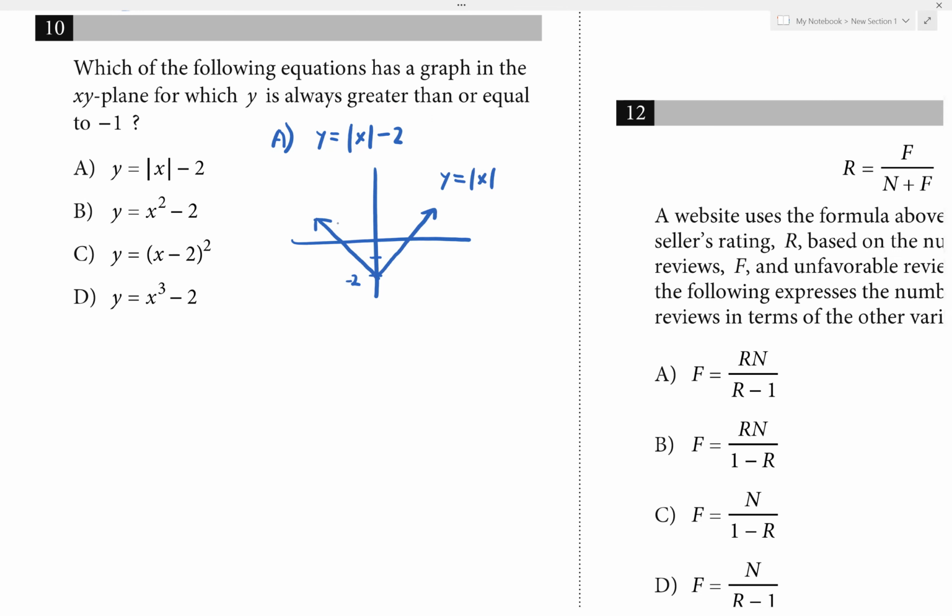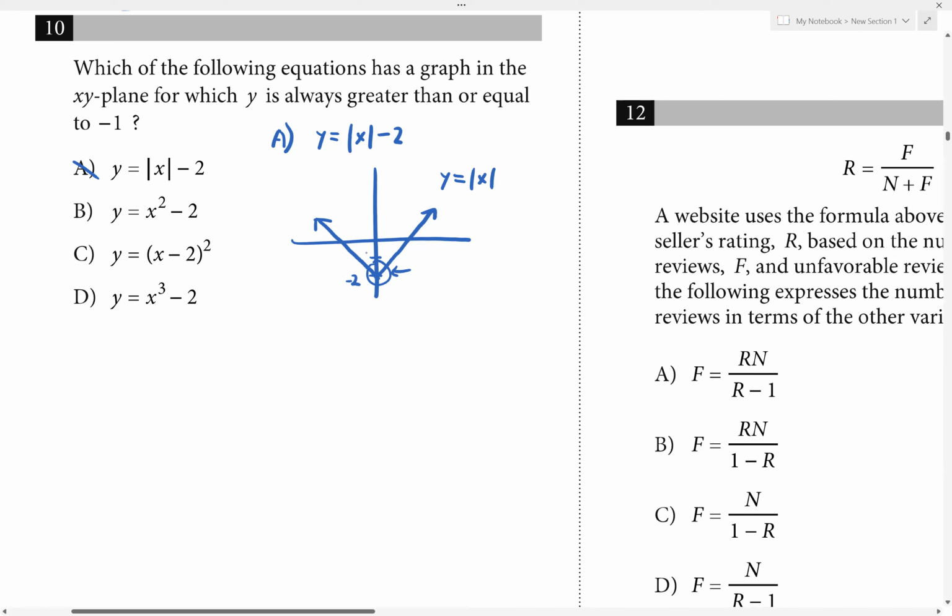And then we want to know, is the y value always greater than or equal to -1? Well, no, because we have something down here at -2, right? And all these here are not greater than or equal to -1. So that's not it. The whole graph has to be above or at -1, but we can't have anything below -1 for the y value.